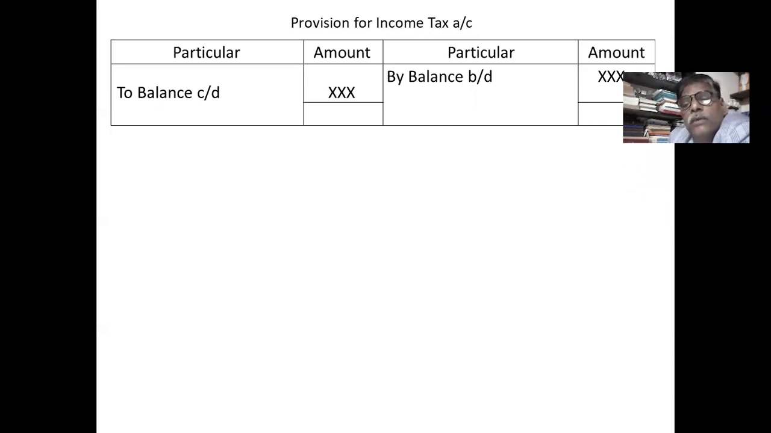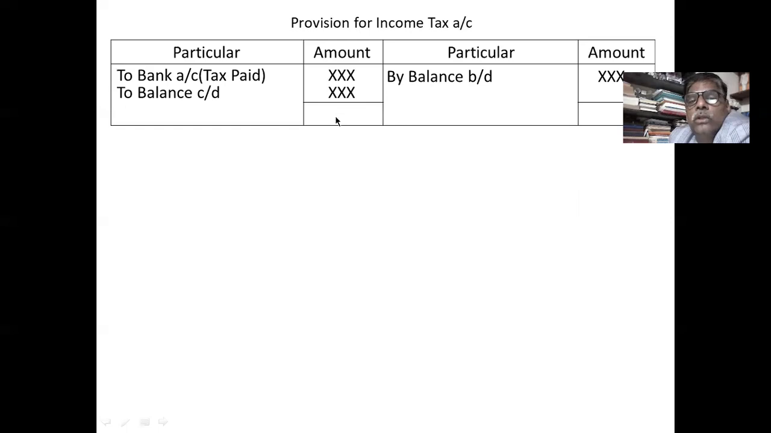If tax paid is given in the problem, you write to bank account, clear, and close the account. If tax paid is given, you have to ascertain provision. If provision is given, you have to calculate tax paid. Okay, you see here, to bank account, tax paid is given in the problem. Let us consider tax paid is given in the problem. Then you write to bank, you write the amount here.